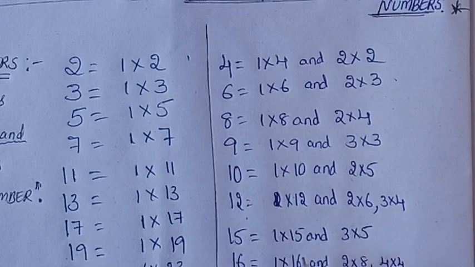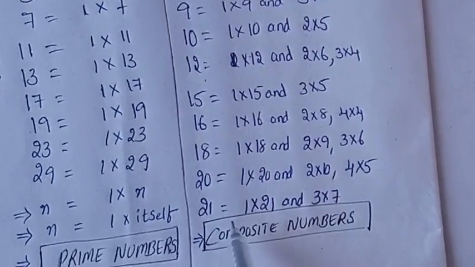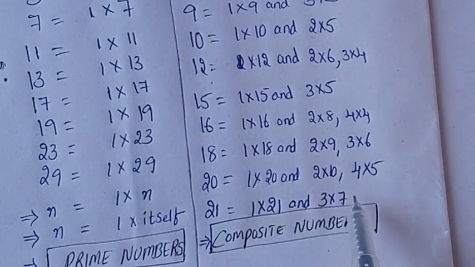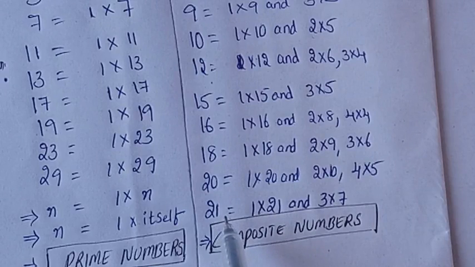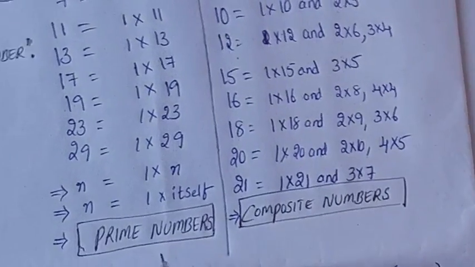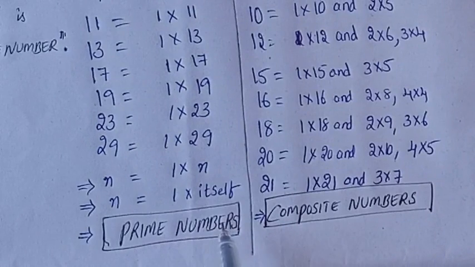Likewise, you see 15, 16, 18, 20, 21: 1 into 21 and 3 into 7. How many factors are there for 21? 21 has 4 factors: 1, 3, 7 and 21. So the numbers which have more than 2 factors are called composite numbers. The numbers which have exactly 2 factors are prime numbers. Those 2 factors are what? 1, which is a must, and the number itself, also a must.